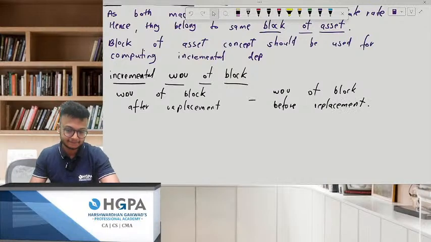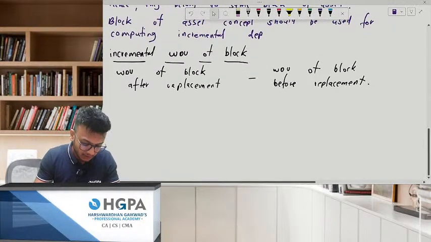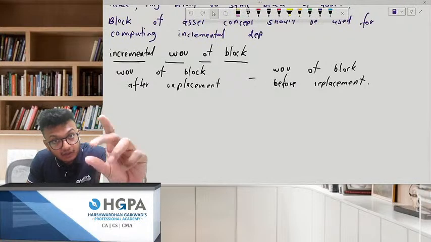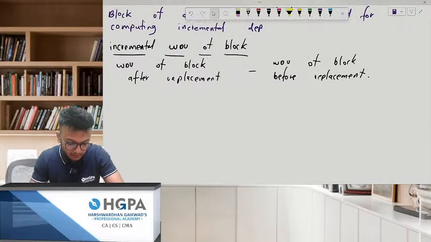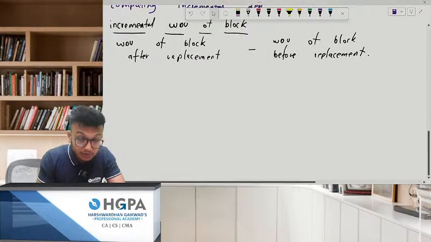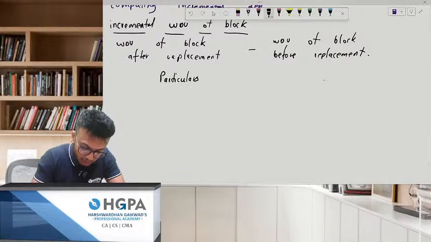Are you getting this? There's a long cut, there's a shortcut also. I'll show you both. First you need to compute the entire WDV of the block, incremental, and on that figure, you'll compute depreciation. This is the long cut. Write that, and I'll show you a shortcut after that. How are you supposed to calculate the incremental WDV? It is very simple. Particulars and rupees. This is a long cut.